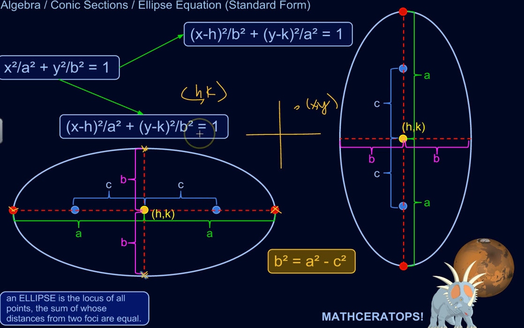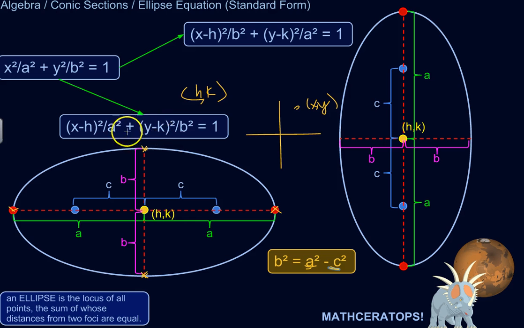Now, c, which is not part of the equation, is the distance from the center to a focus. So the distance between the foci is 2c. But the relationship between a, b, and c is b squared equals a squared minus c squared. So if you're trying to write an equation for an ellipse, you might only know a and c from the graph, but a, b, and c form a certain relationship. So you can use a and c to calculate what b is, and then b is what goes in the equation. So this is how those quantities relate.